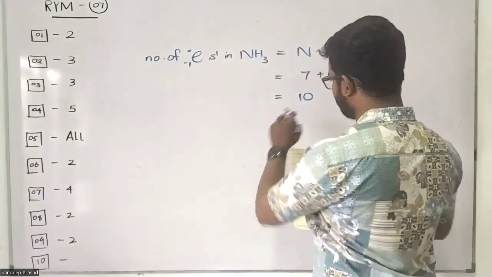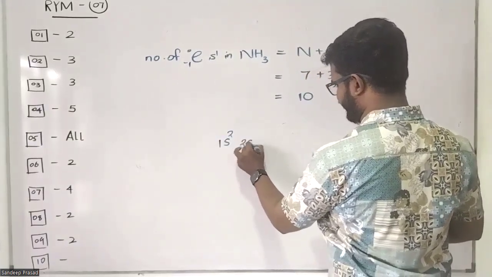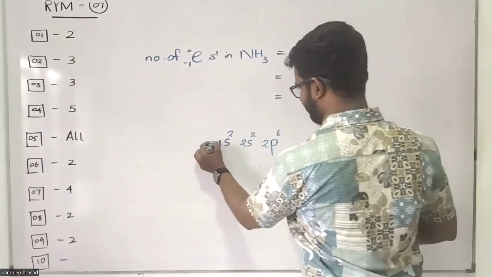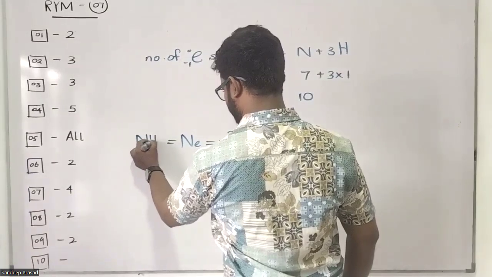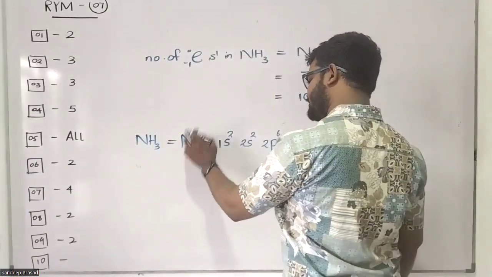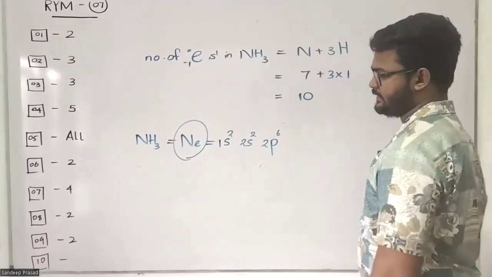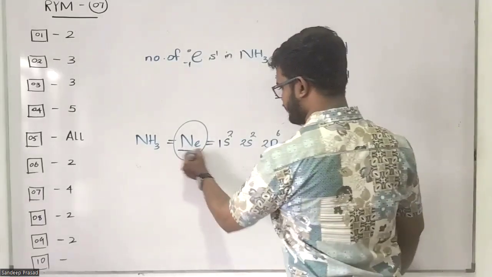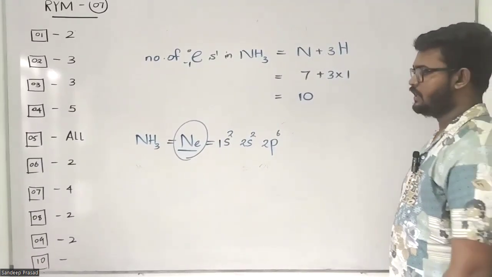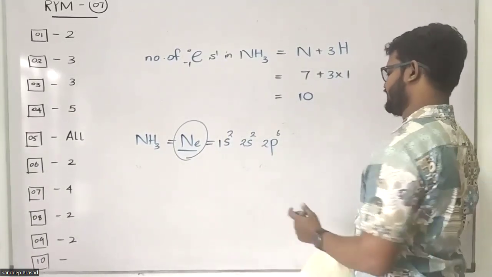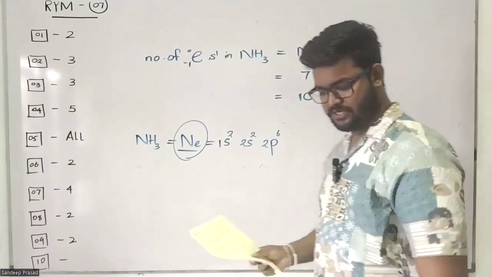Then what is the electron configuration for these 10? 1s2, 2s2, 2p6. That means neon's configuration. So we can tell that the ammonia molecule is isoelectronic with the neon atom because the total number of electrons is the same. Neon contains 10 electrons. The ammonia molecule also contains 10 electrons. Can you understand? Therefore, 1s2, 2s2, 2p6 is given in the second option again.